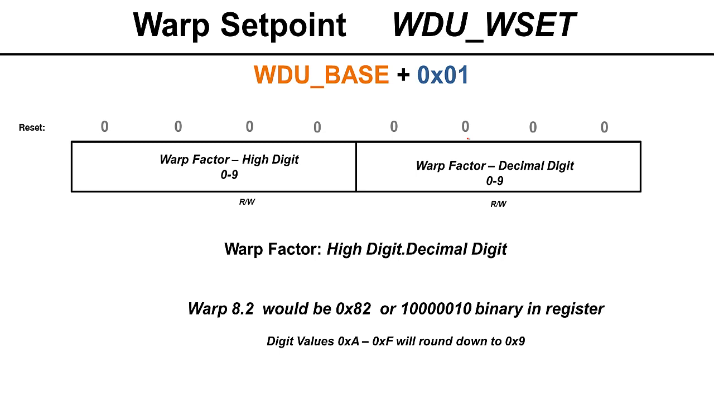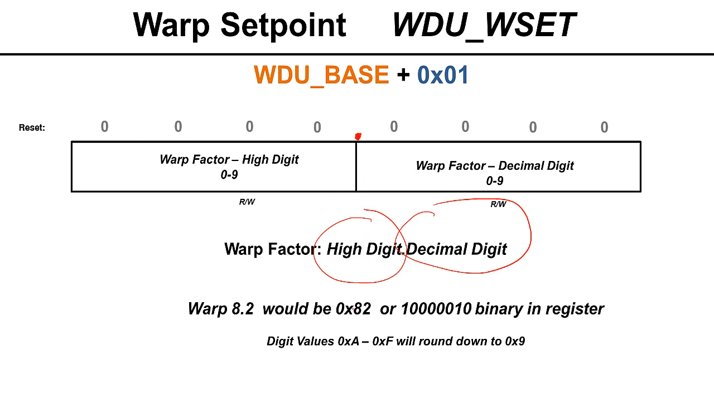So in our warp drive unit, in our warp drive controller, we have a warp set point, and here's an example of a field that spans multiple bits. The warp factor is specified in a high dot low notation, for example, like 8.2. So 4 bits for the high digit, 4 bits for the low digit, where you have an imaginary decimal point.